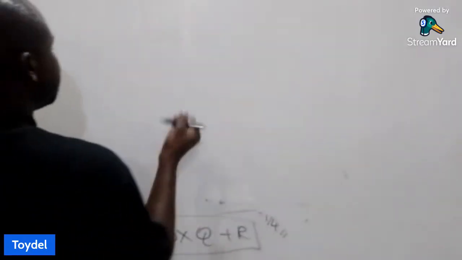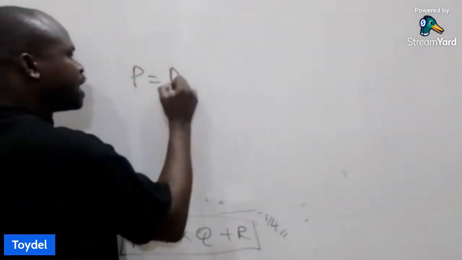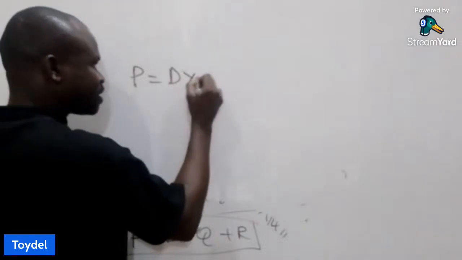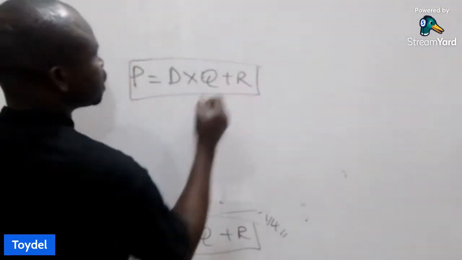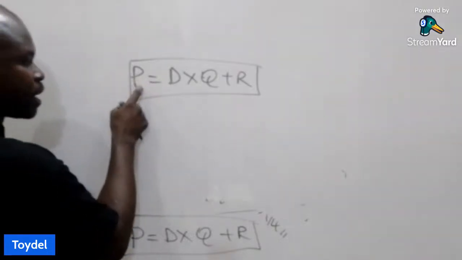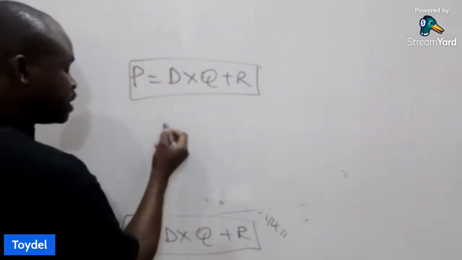So if you are given any polynomial, how do you get your polynomial? It will be the divisor times quotient plus remainder. Quotient is the result. For me to be able to get my polynomial back, I'll use the divisor. In that question now, the divisor is the one with degree 2.